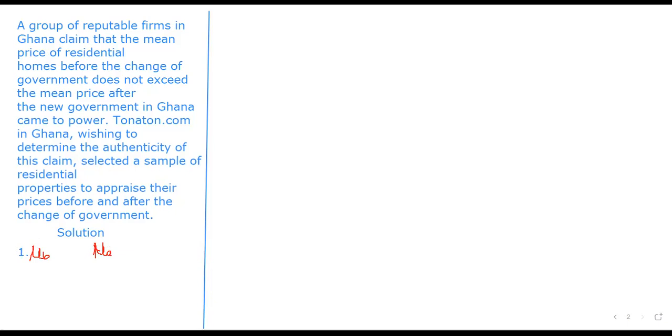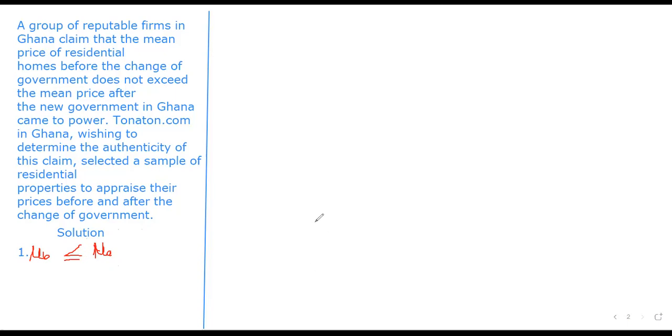So with this one, what's the relationship? They are saying that the mean price of residential homes before the change of government does not exceed the mean price after. So what's the relationship between the mean before and the after? The mean before is less than or equal to the mean after. Always take it this way, so you don't find yourself wanting.